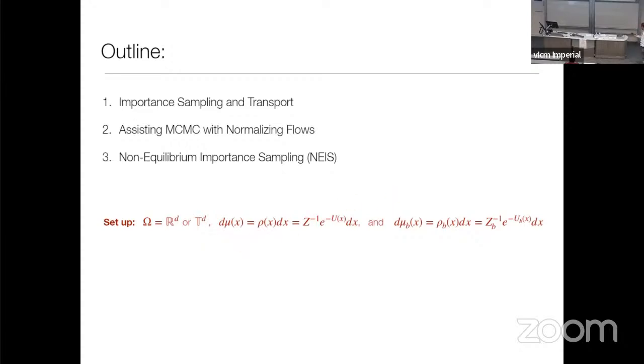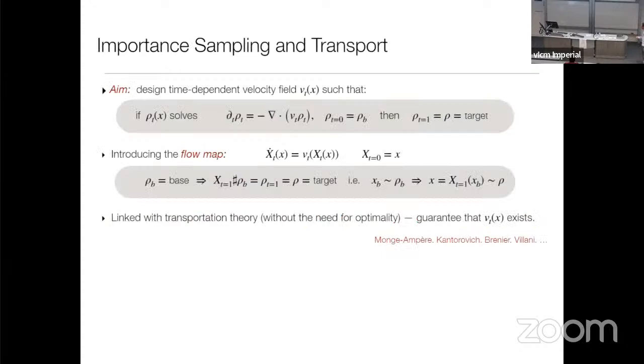So the basic idea that one can use to construct better sampling in the case of importance sampling is actually to use transport. And so how does that come? Imagine that I can construct a velocity field, which is such that if I transport some simple base distribution by this velocity field, at time t equal 1, the solution of this equation is the target.